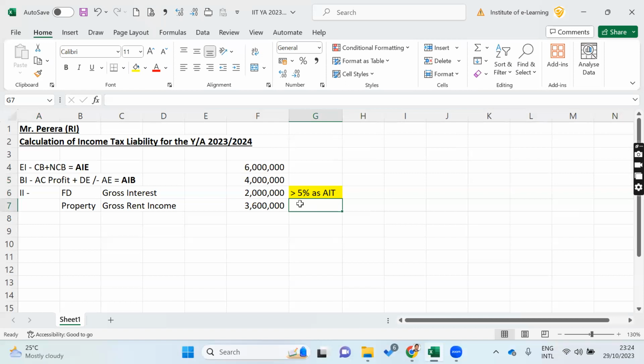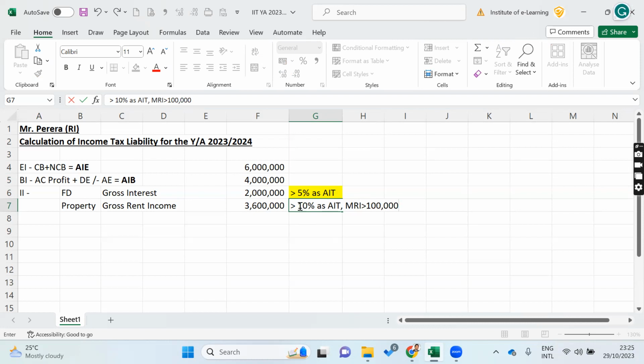Here also you need to remember there is a 10% advance income tax. If you are getting monthly rent income of more than 100,000 per month, then definitely the tenant will deduct 10%. Then you need to remember this one because there are two adjustments.